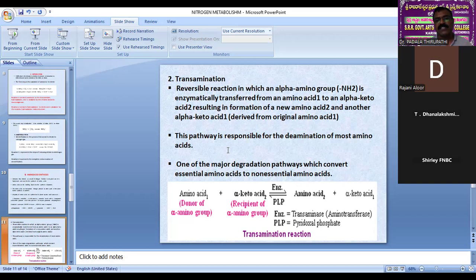This pathway is responsible for the deamination of most amino acids. It is one of the major degradation pathways, which converts essential amino acids to non-essential amino acids. The step we observe here is the transamination reaction. This is amino acid 1 and an alpha keto acid, and the enzyme is responsible for the conversion into amino acid 2 and alpha keto acid 1.